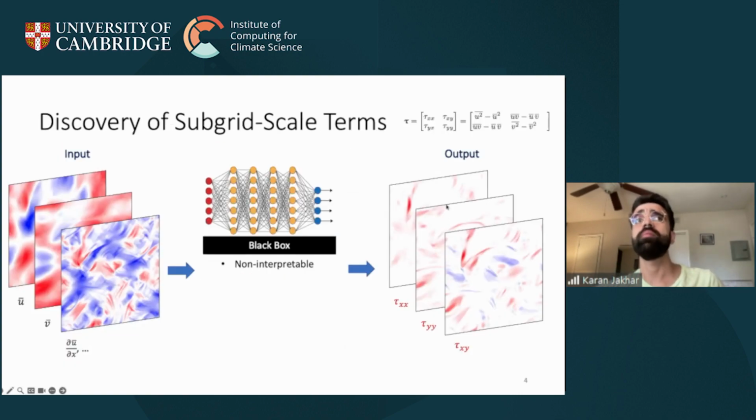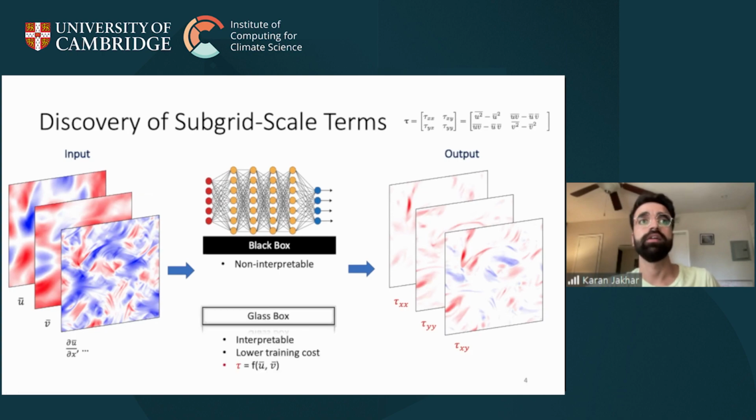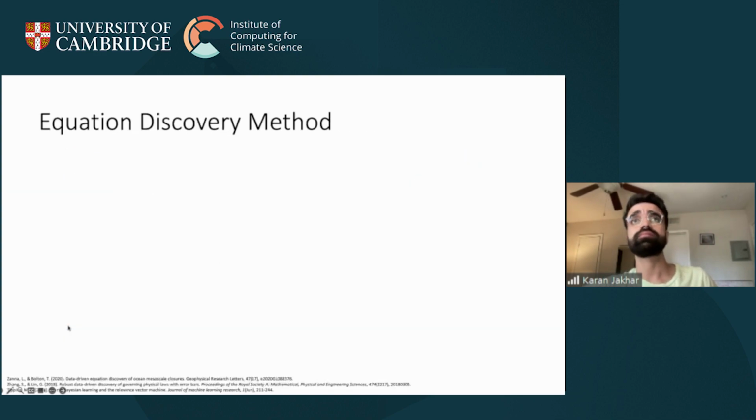So a few works have been done where these parameterizations have been done using neural networks, but these neural networks are a very black box, so we don't really know what's happening inside. So there is a new way to discover interpretable models or interpretable parameterizations for these subscale terms. A new technique has been used, which is interpretable, has a lower cost of training, and the subscale term can be represented as a function of the resolved scale velocities or flow variables.